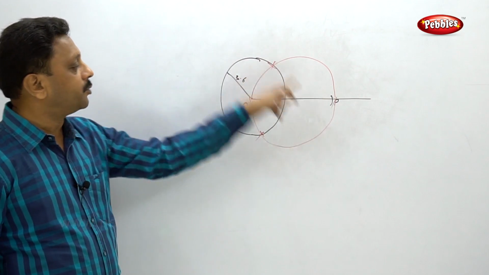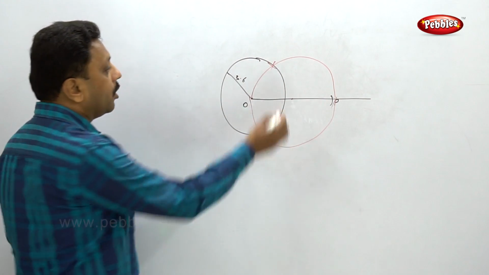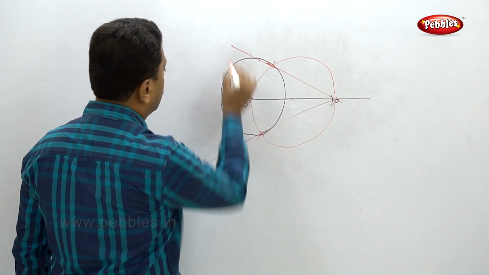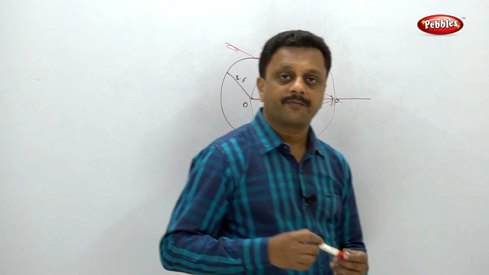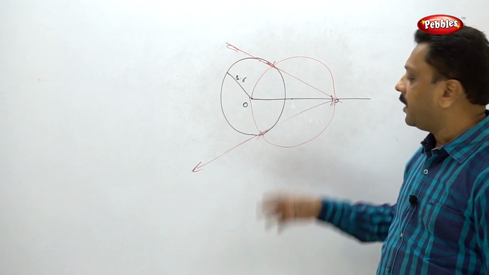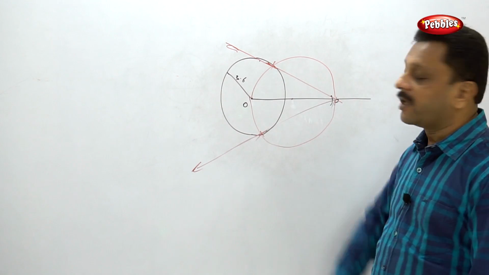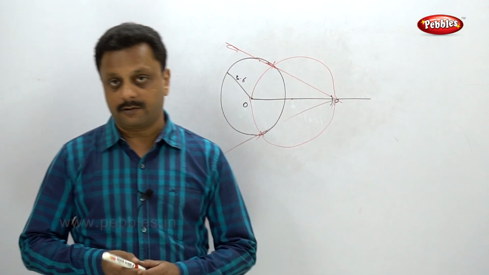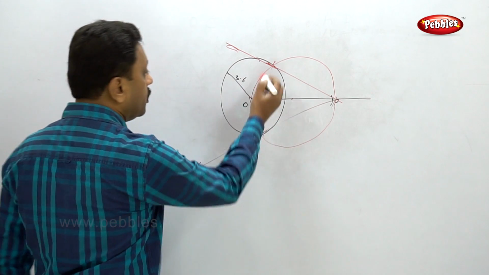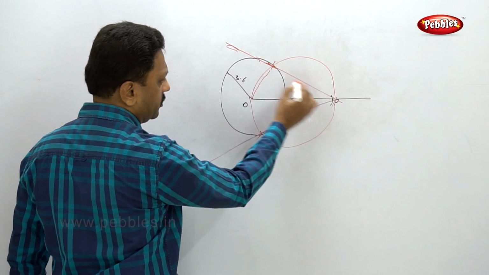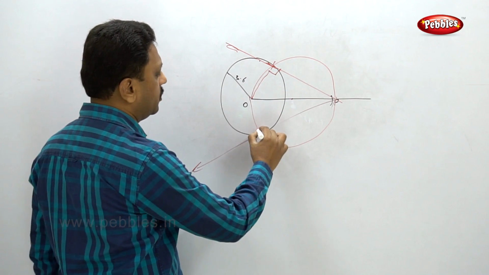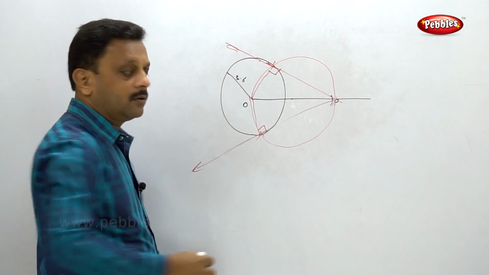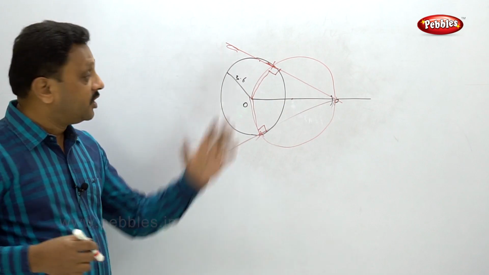Just join P and this point and draw a ray, give proper arrows, give proper naming, and as a last step, don't forget to state that the angle inscribed in the semicircle is 90 degrees. As a construction line, better to show this, and connect these two, better to show. This will complete your figure.